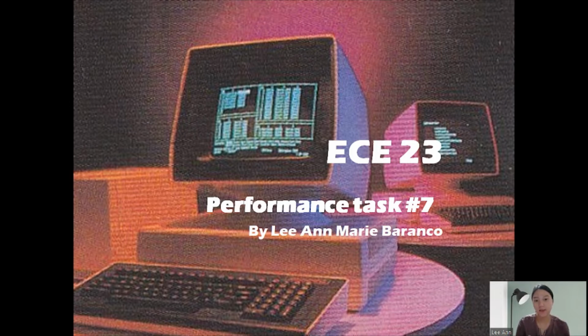Hello everyone, this is Lian Marie Barangco of PSEC 3C, and for EC23 or Communications 2, in performance task number 7, we are going to solve the given binary codes by using the Hamming 12-8 coding scheme.